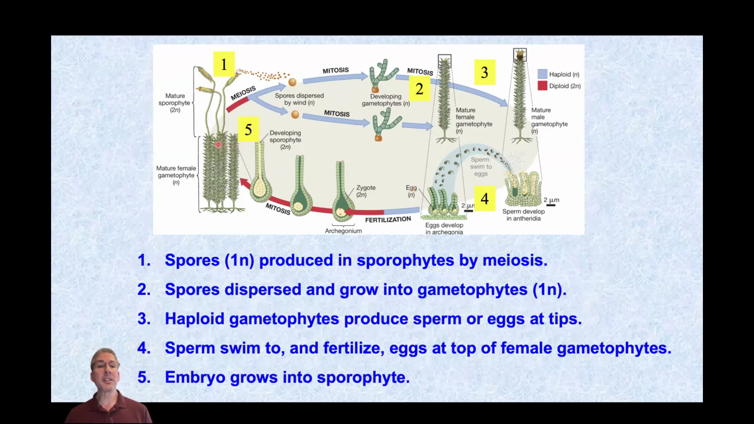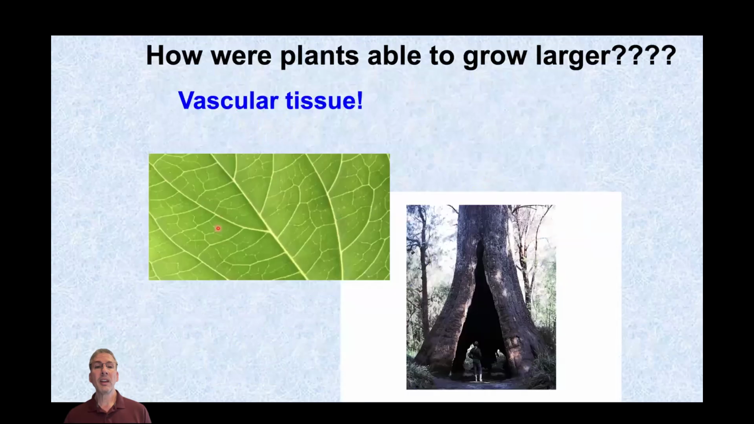Again, notice that it's the gametophyte phase that's the dominant portion of this life cycle. We said mosses don't grow very large because they don't produce vascular tissue. So let's now take a look at vascular plants that produce xylem and phloem, right? These specialized cells for conducting water. And as a consequence, vascular plants can grow much larger than mosses.